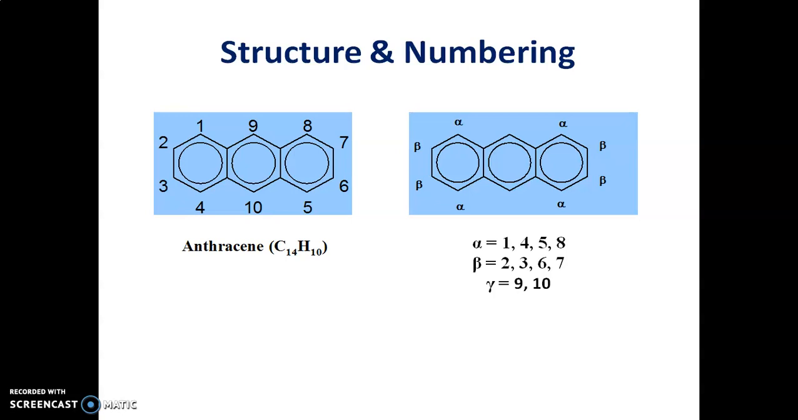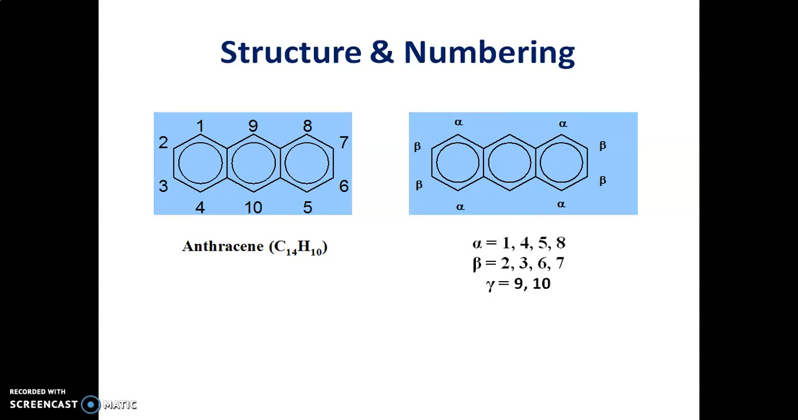Let us discuss the nomenclature of anthracene. Different carbon atoms in anthracene are numbered as, we can start the numbering from this position. So it is 1, 2, 3, 4, 5, 6, 7, 8, and the middle ring gets the position number 9 and 10. The molecular formula of anthracene is C14H10.